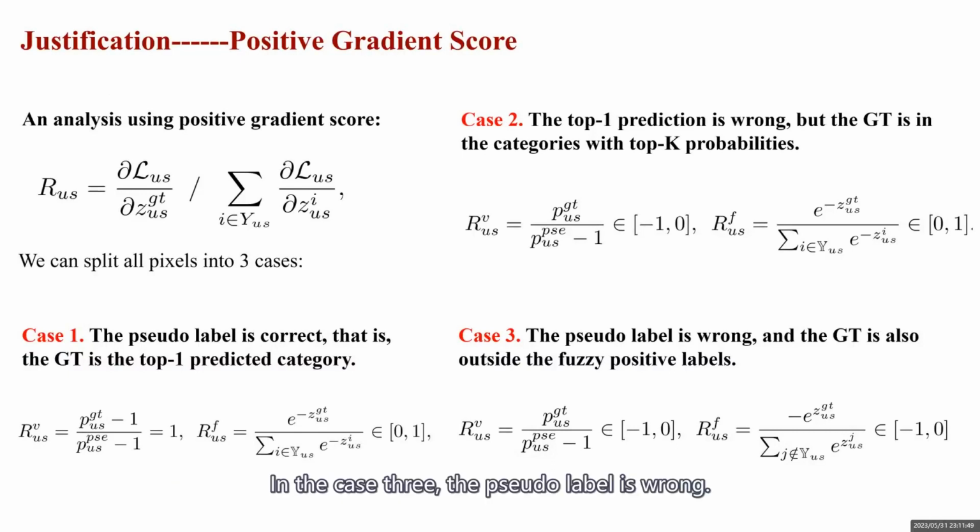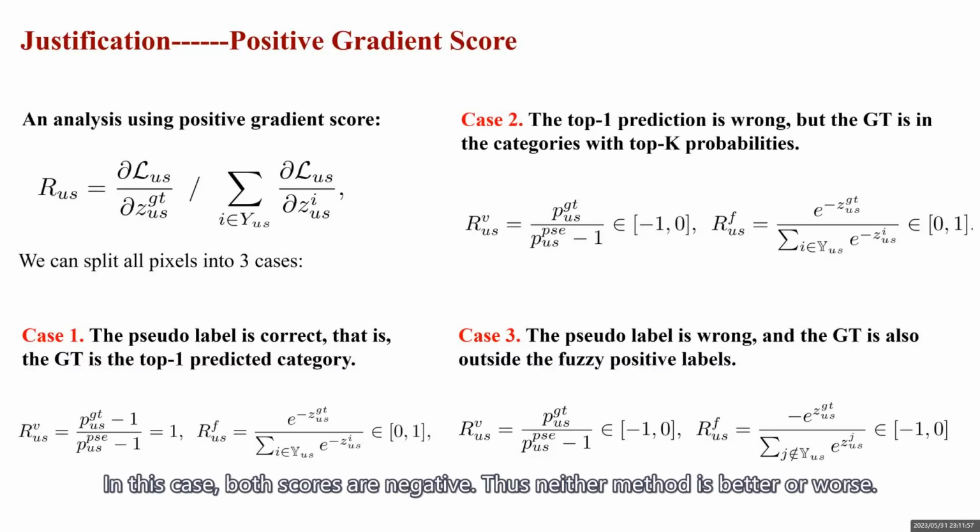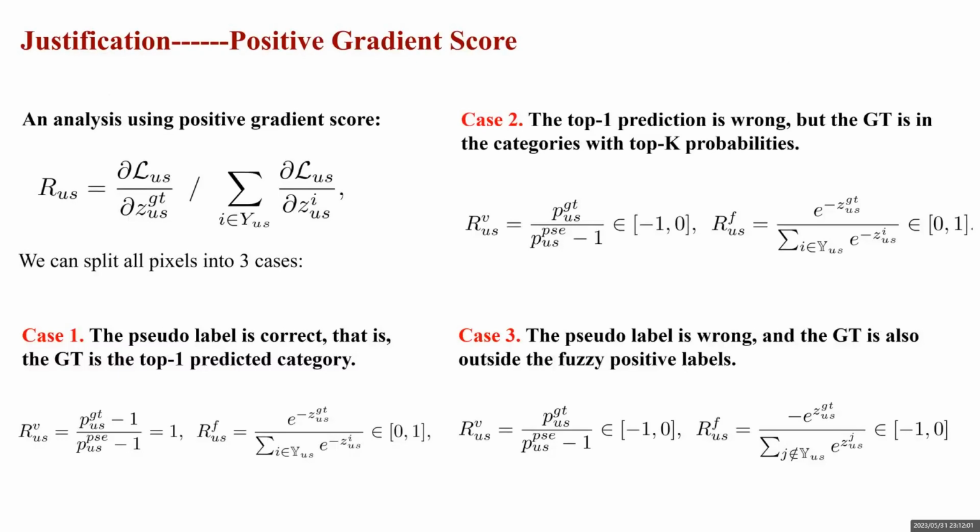In case 3, the pseudo-label is wrong, and the ground truth is also outside the fuzzy positive labels. In this case, both scores are negative, thus neither method is better or worse.